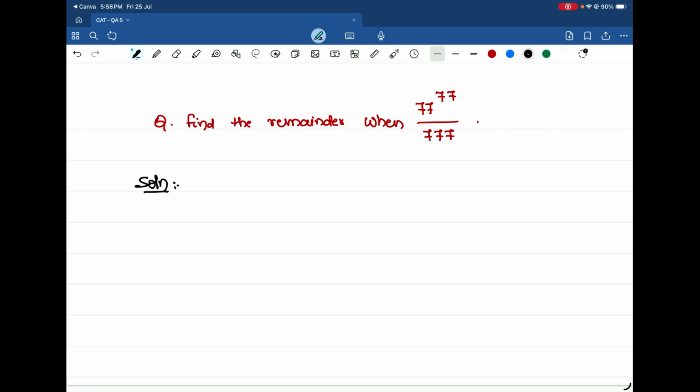Let us take the denominator, that is equal to 777. Can we factorize it? Let us see. We can divide it by 7. 7 into 111. Can 111 have any other factors other than 111 and 1 itself? Is it a prime or not?